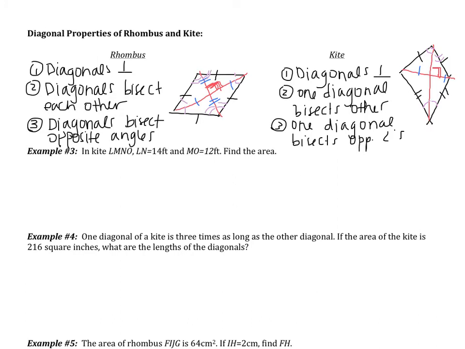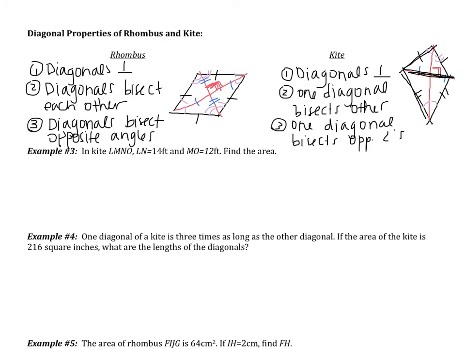Okay, important to remember, and we talked about this in Chapter 8, the diagonal that's bisected is the one that connects the non-congruent sides. So these sides are not congruent. This diagonal then is the one that's bisected. The angles that are bisected are the ones that connect the congruent sides. So hopefully you remember that. If not, please make sure you bring it up in class because that's pretty important.